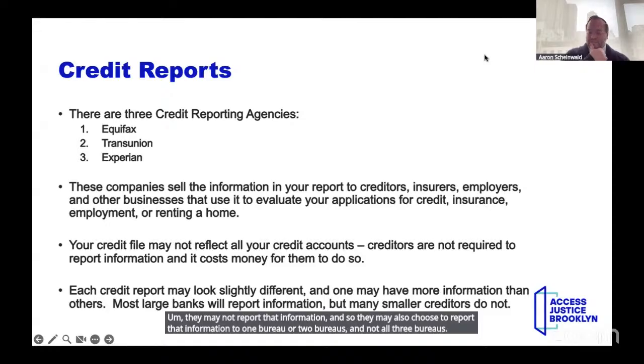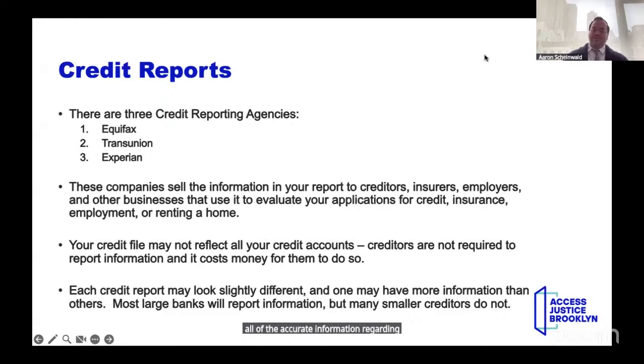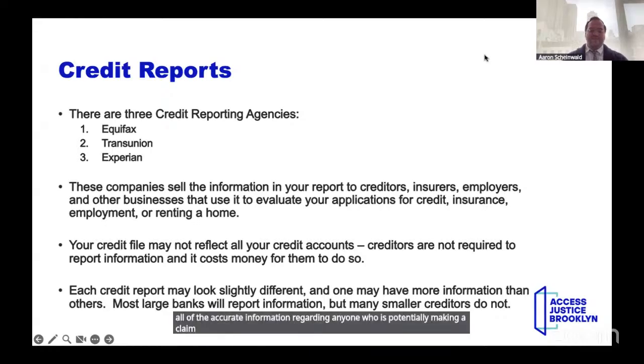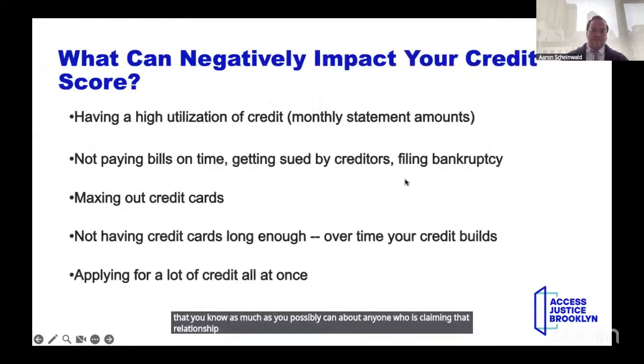And so it's important, which is something that we do when we're talking to people about bankruptcy, to pull all of your credit reports and compare them to make sure that you have all of the accurate information regarding anyone who is potentially making a claim or reporting adverse or negative information about you, so that you know as much as you possibly can about anyone who is claiming that relationship with you.